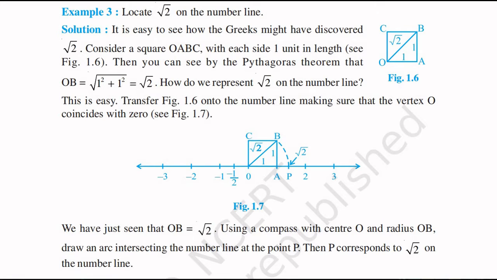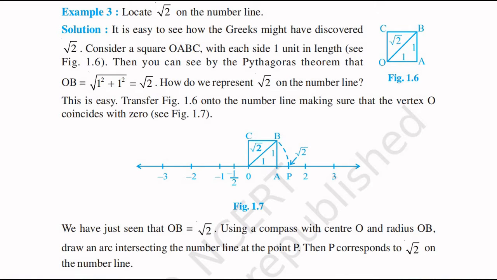Now let's go to the solution part. It is easy to see how the Greeks might have discovered root 2. Consider a square OABC as you can see in figure 1.6 with each side 1 unit in length. Then we can see by the Pythagoras theorem that OB is equal to root of 1 square plus 1 square, that is nothing but root 2.